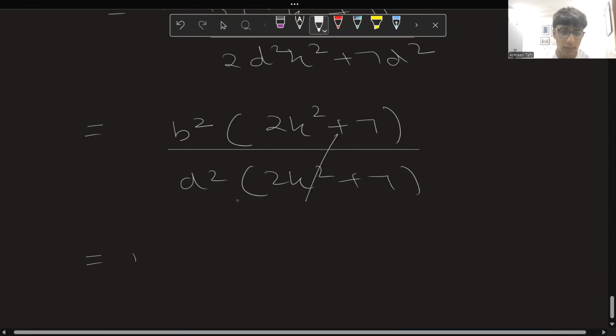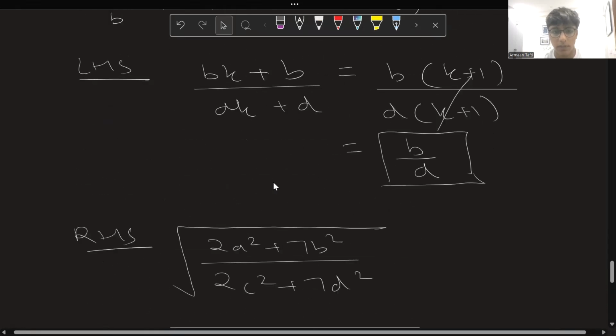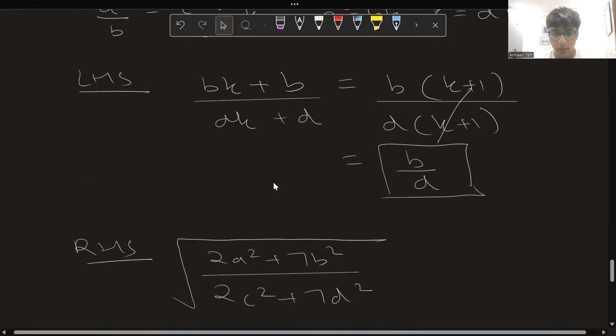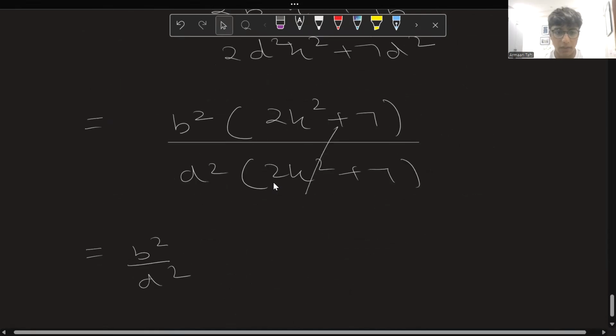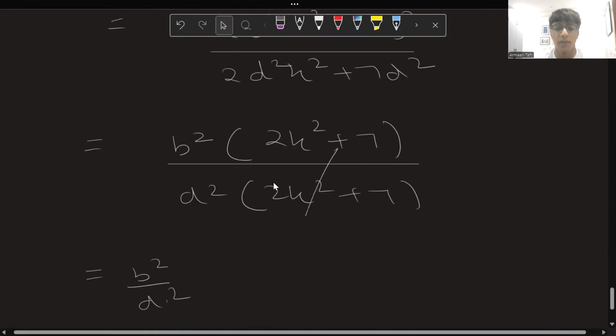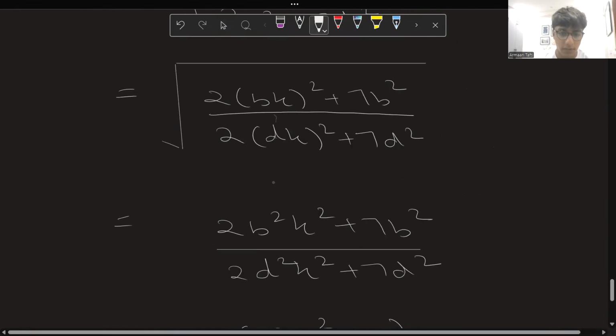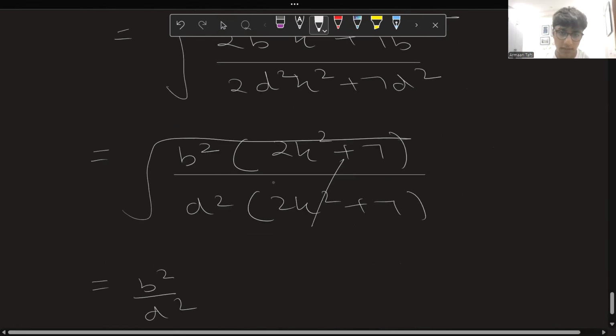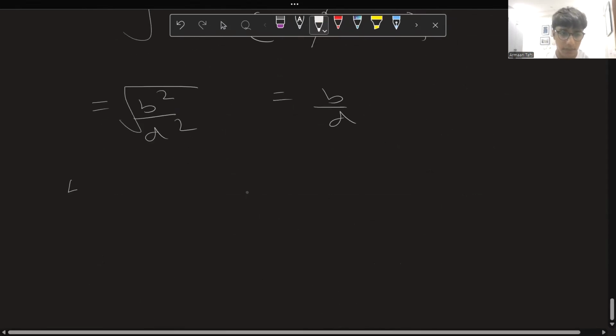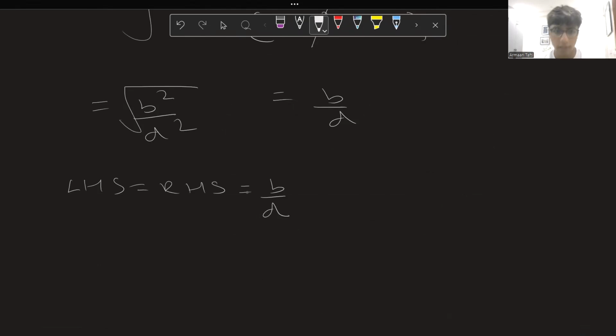Cancel them out, b square by d square, which is the same as we got for our, oh, 1 second, where have we gone wrong? Oh, wait, there's an under root sign here, which we forgot about. So once we get this, that equals just b over d, and our LHS equals our RHS equals b over d. And we've proved this one as well.